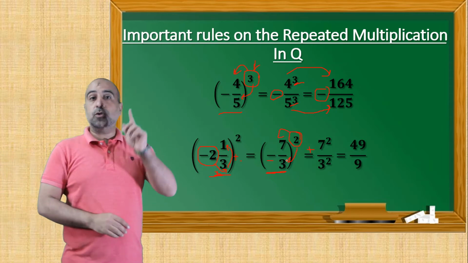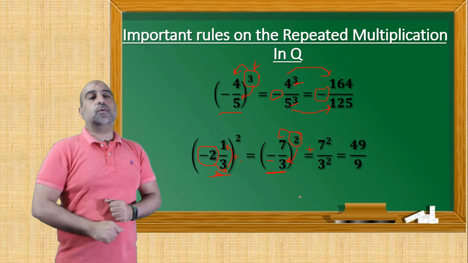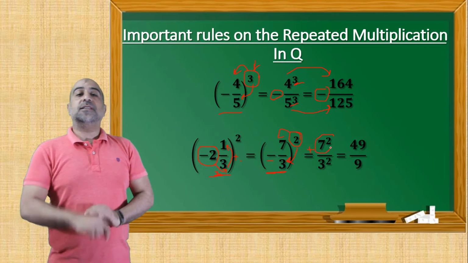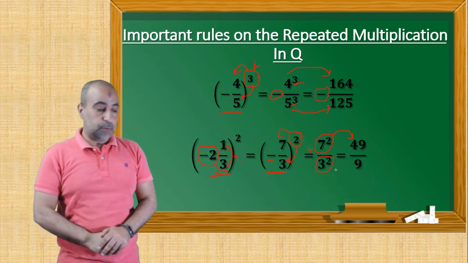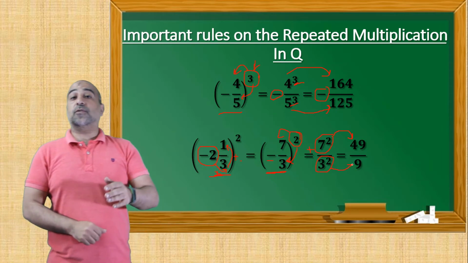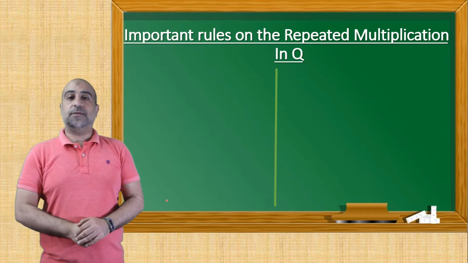2 is the power of 7, and also 2 is the power of 3. Then 7 to the power of 2 over 3 to the power of 2. And finally, 7 to the power of 2 equals 49, and 3 to the power of 2 equals 9.